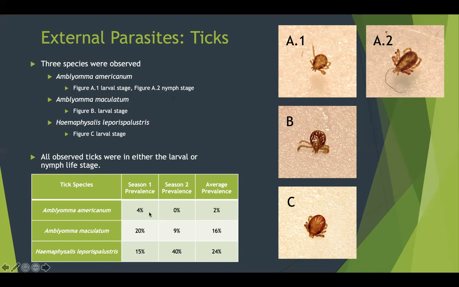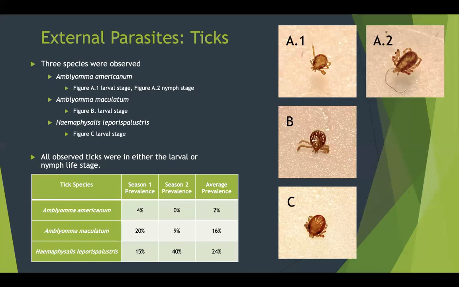So Amblyomma maculatum, with only 4% in season 1 prevalence and 0 in season 2, with an overall 2% prevalence, was by far the least seen tick. Amblyomma americanum had a strong showing in season 1 with 20% of birds having them. In season 2, it dipped off to 9%. Overall, only about 16% of birds had them. And Haemaphysalis leporispalustris was found on 15% of birds in season 1, found on 40% of birds in season 2. And so overall, about a quarter of the birds had this species of tick.